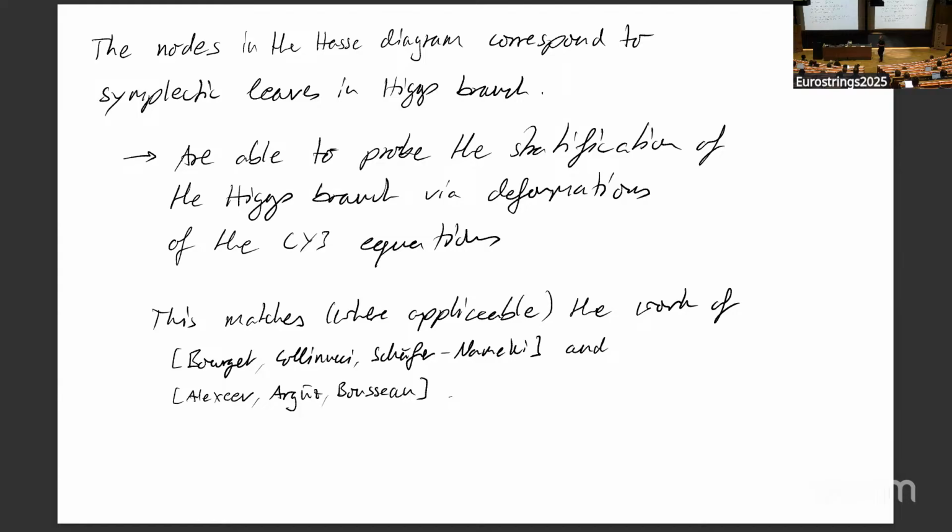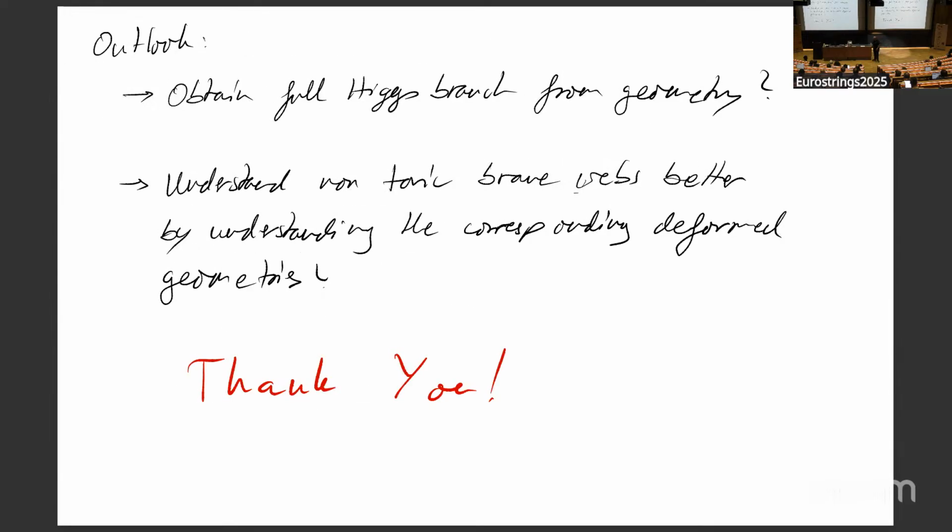Well, we don't get quite there, but we at least understand the singular structure. And the things we did match, and are applicable with, the work of Bourget, Collinucci, and Schafer-Nameki, and also Alexeev, Argüz, and Bousseau, just for those that know these things. And yes, I'll get to my outlook. I think it's time. So how do we obtain the full Higgs branch from geometry? Still an open question, but hopefully we can make progress.